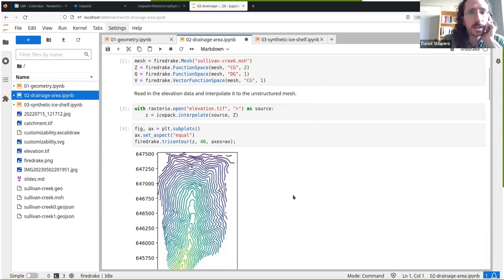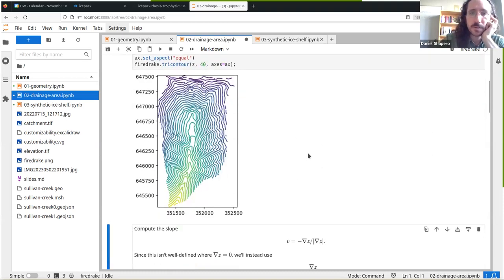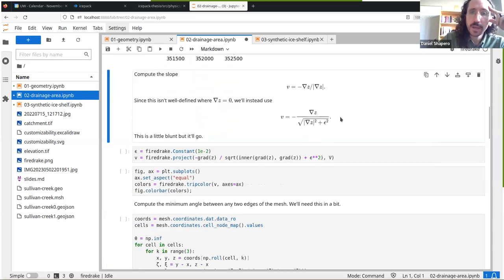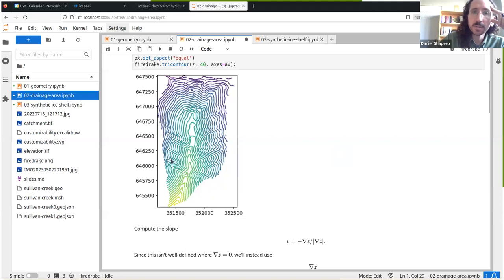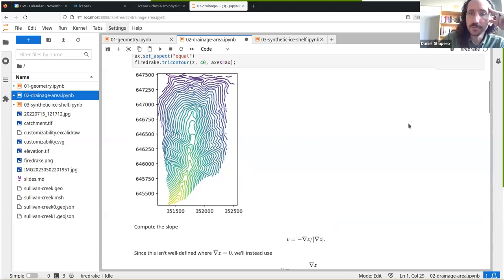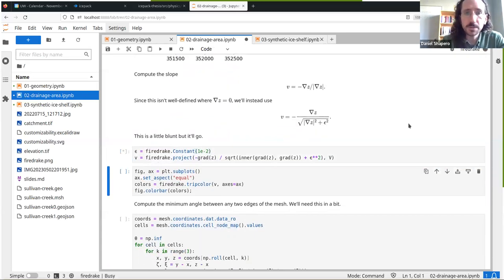I took a digital elevation model from the state of Oregon for this region called Sullivan Creek. I picked that because one of the papers on hillslope diffusion uses this exact region. So this is a contour map of the height field of the area we're looking at. What I wanted to do was express the upslope drainage area as a differential equation rather than using one of the flow routing models that people commonly use.